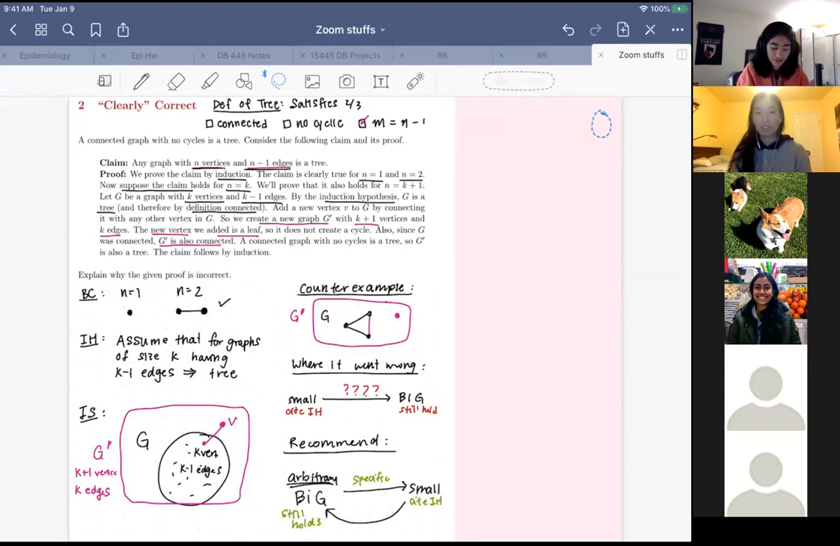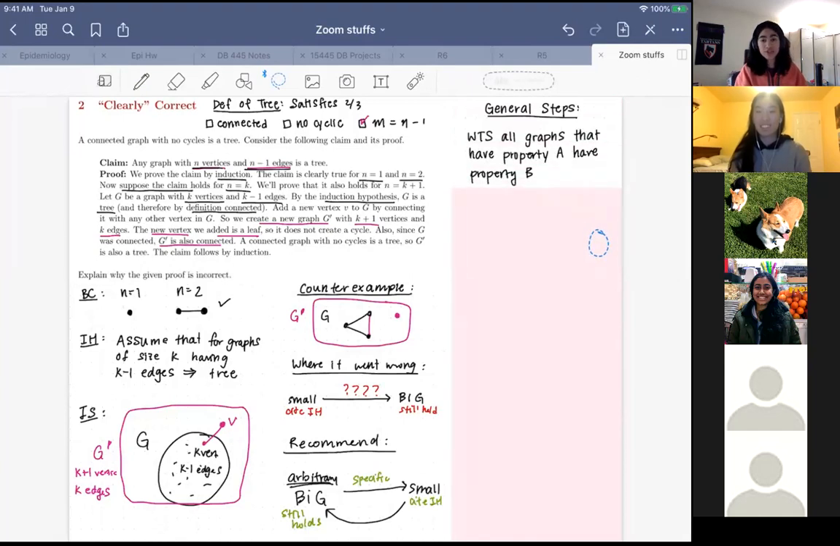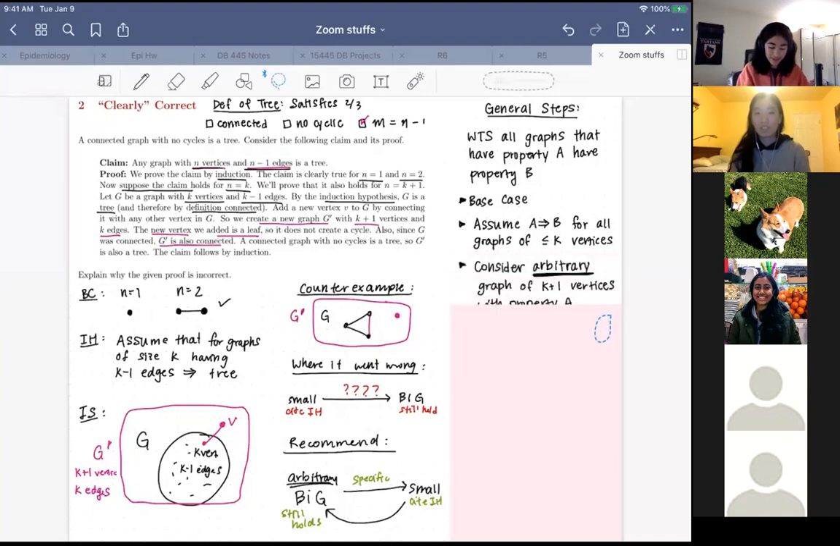Let's actually go through the general steps that you'll need for doing graph induction. So in general, you want to show that all graphs with property A have property B. So you're going to start off with your base case, and normally that's pretty straightforward. Then in your induction hypothesis, you're going to assume that having property A implies property B for all graphs of less than or equal to k vertices. And then here's the important part.